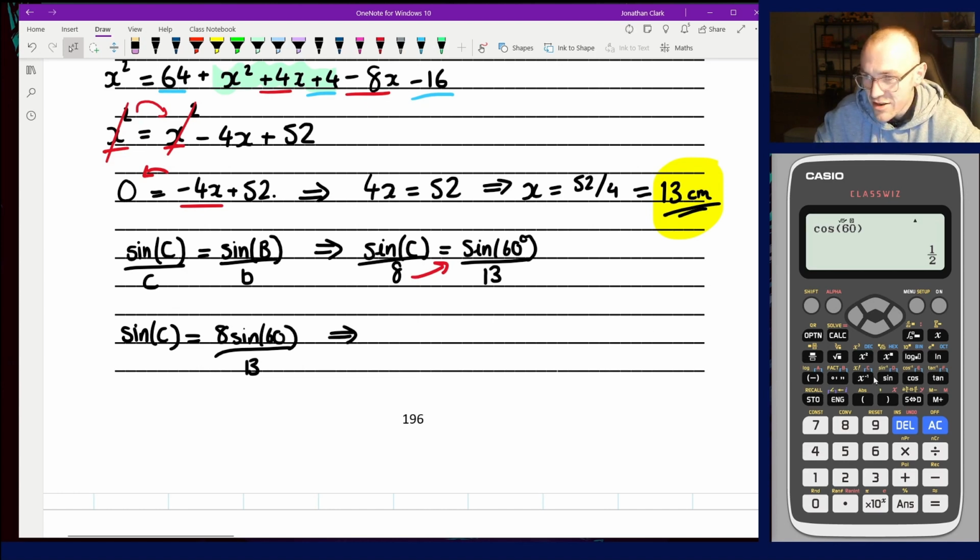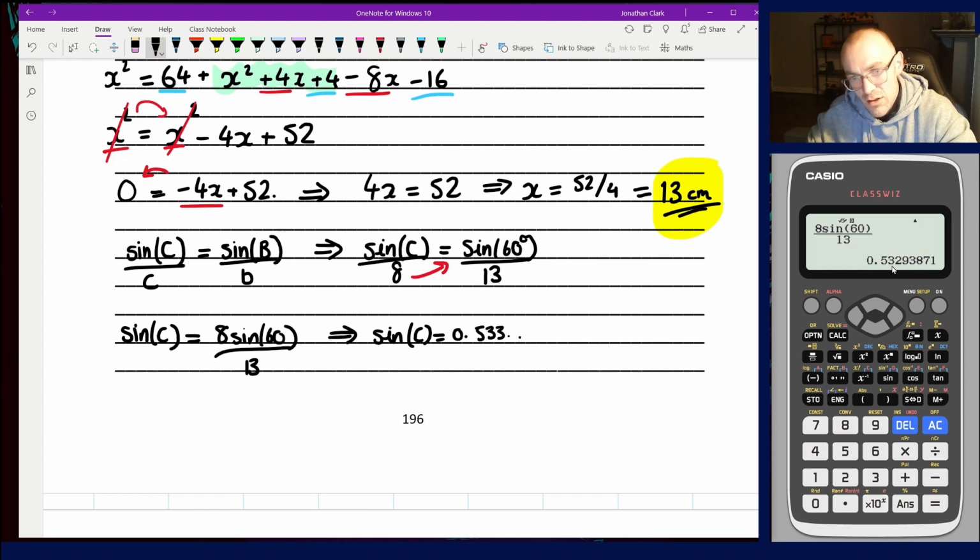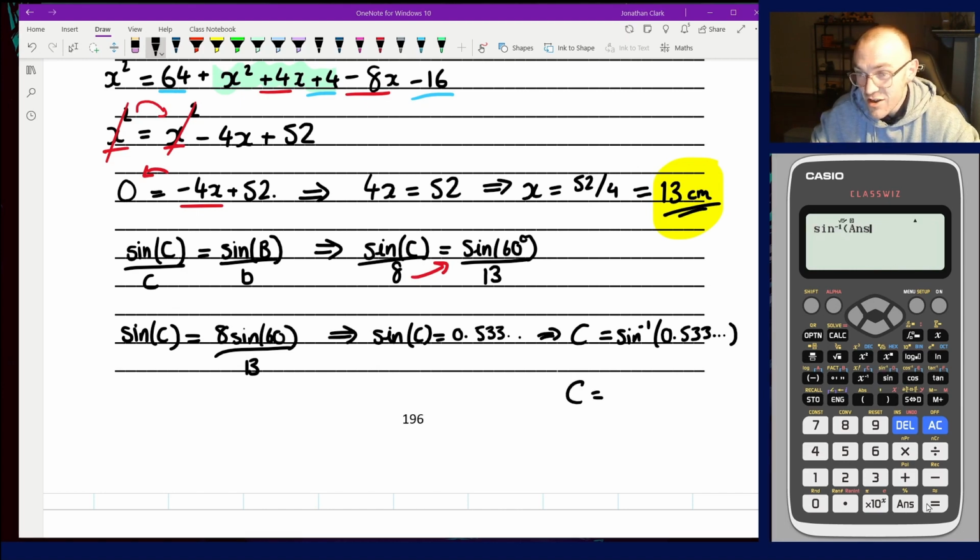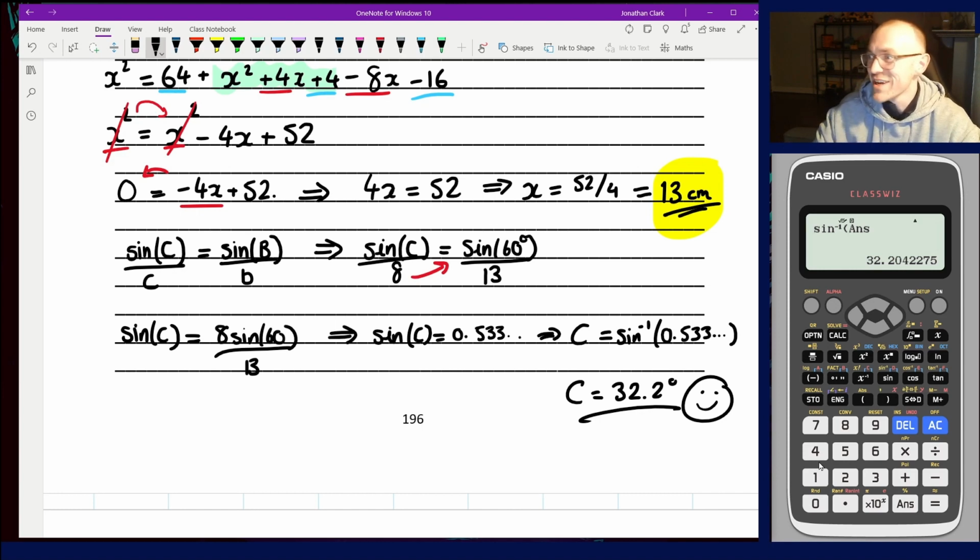And I'll type that in on the calculator, 8 sine 60 over 13. And I get a decimal. And then if I inverse sine that, I'll get my angle. Shift sine of the answer, 32.2 degrees. And that's my angle. Cool, nice.